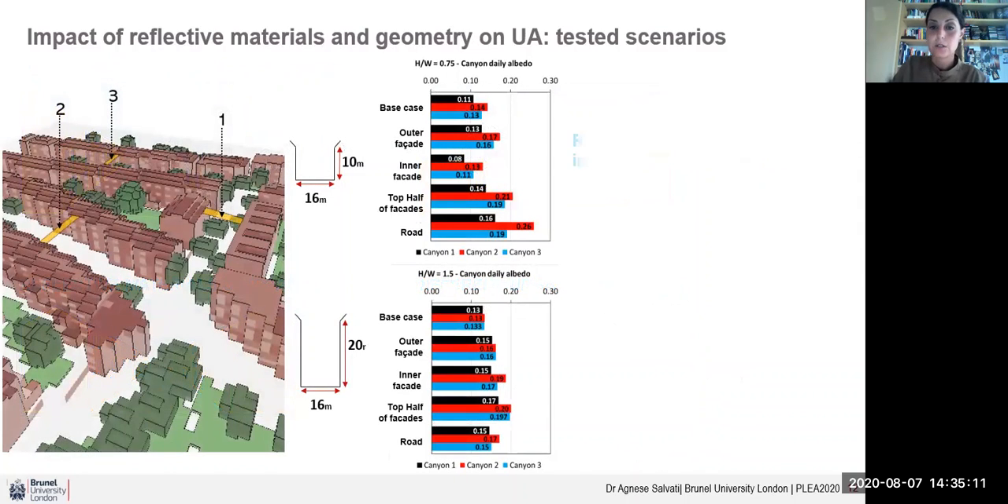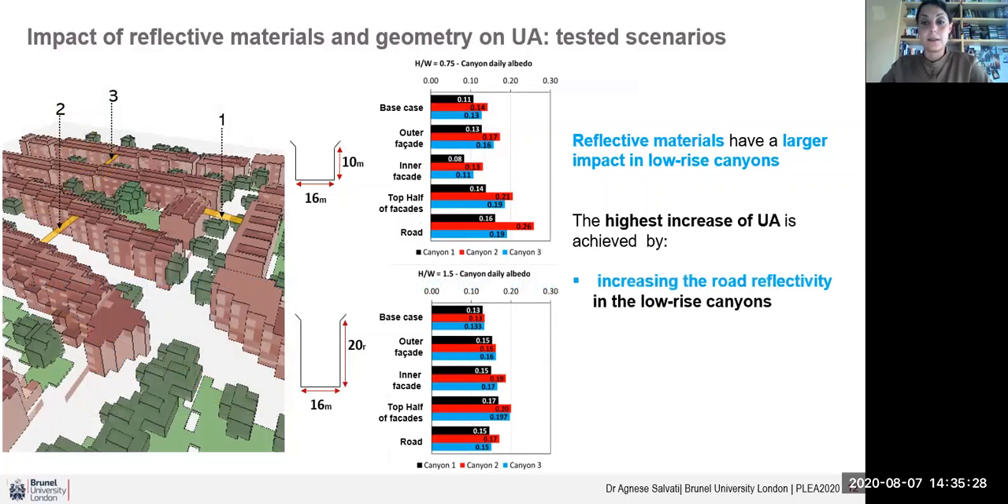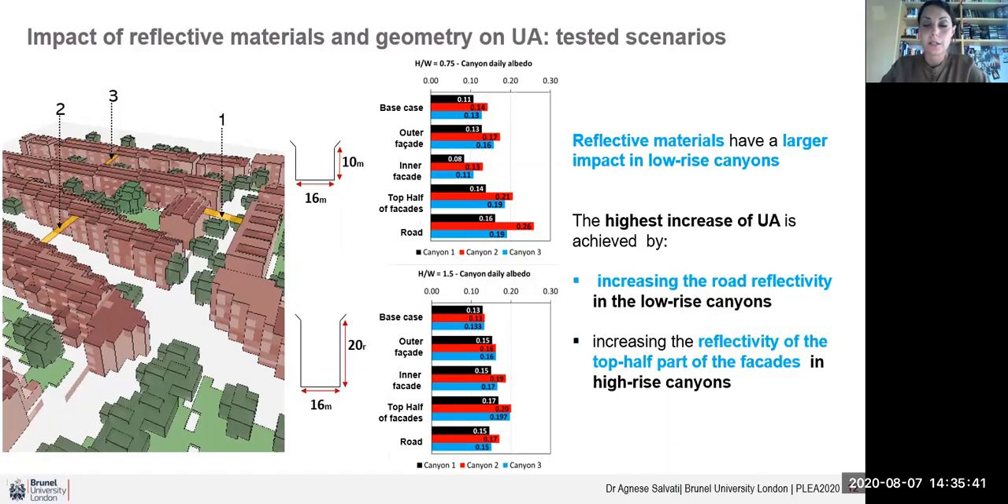The results showed that the impact of reflective materials in urban canyons is not so straightforward, let's say. First of all, they have a larger impact in low-rise urban canyons. And then the strategies that have the highest potential to increase urban albedo are the application of reflective materials to the roads in low-rise urban canyons and the application of reflective material to the top half part of the facades in high-rise canyons.